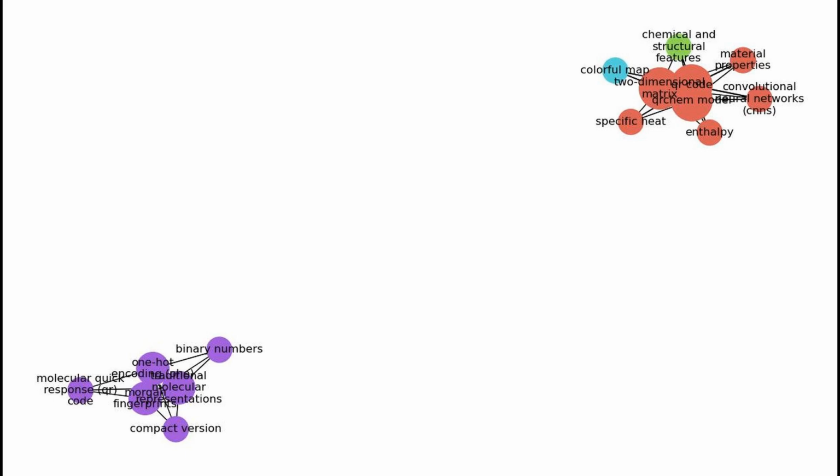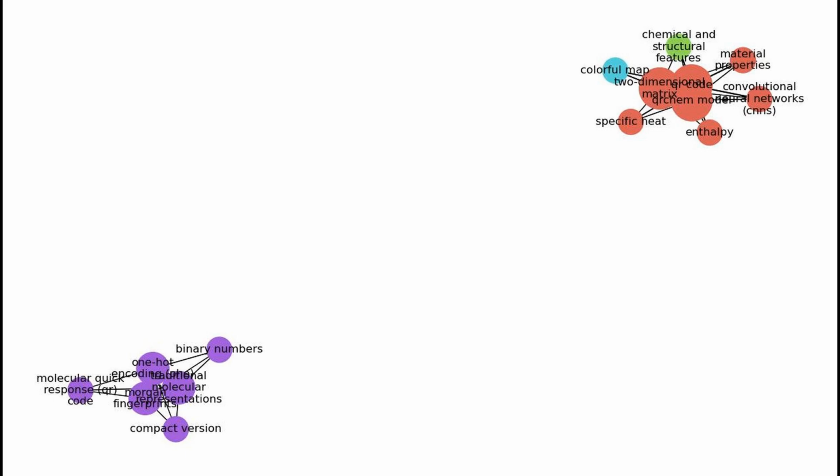On the other hand, the QR code turns the molecular structure into a two-dimensional matrix, which is like having a colorful map that includes more detail and shows how different parts connect to each other. This richer representation allows convolutional neural networks, CNNs, to identify patterns and learn from the spatial relationships more effectively.